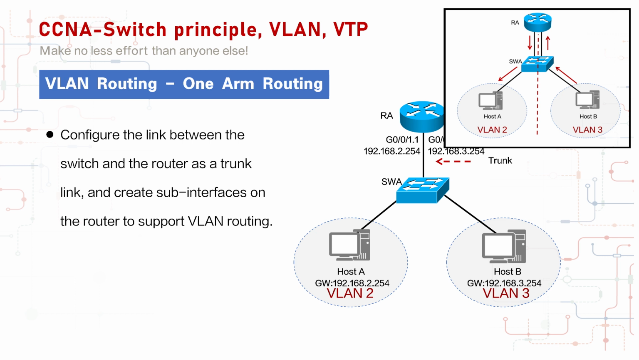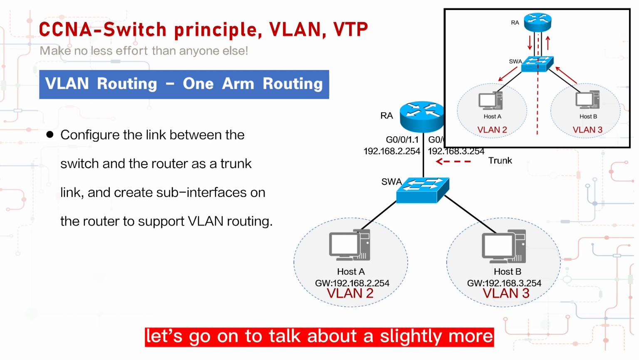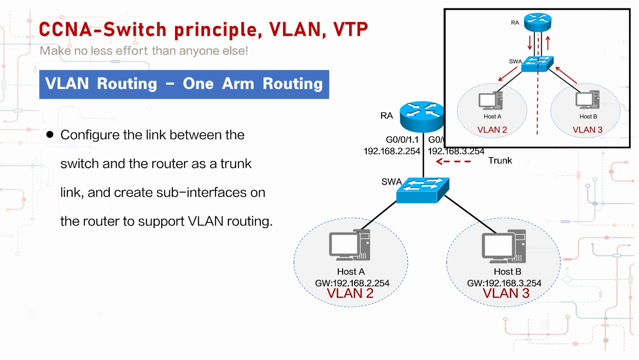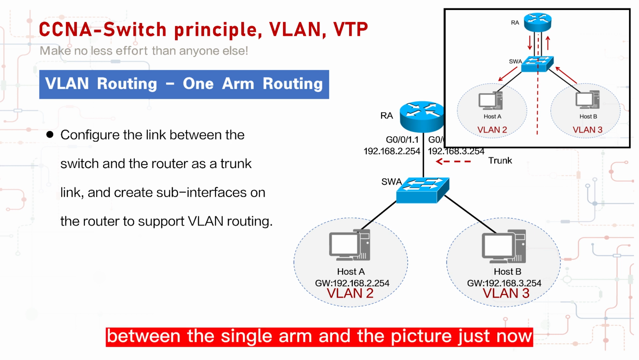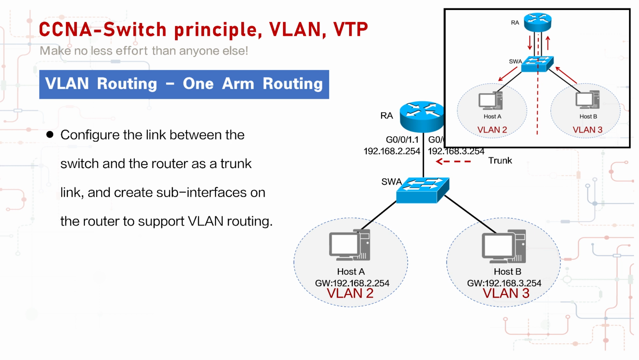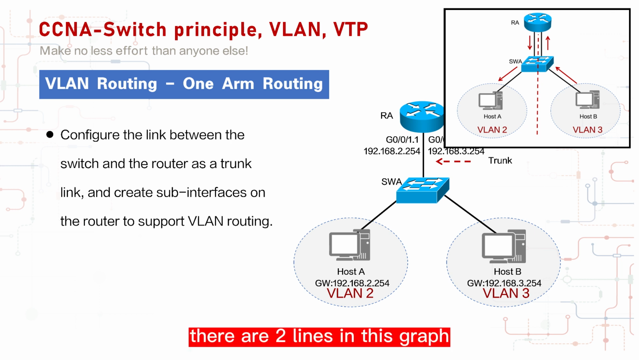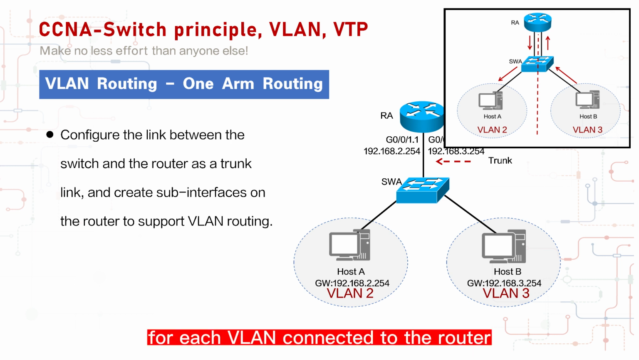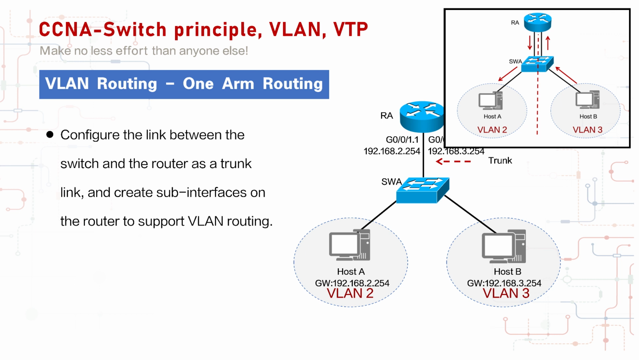Let's look down. Let's go on to talk about a slightly more complicated knowledge point. One-arm routing. The difference between the single arm and the picture just now is that there are 2 lines in this graph. This picture has only 1 line. 1 physical connection per VLAN is called a line for each VLAN connected to the router. This has a router interface.